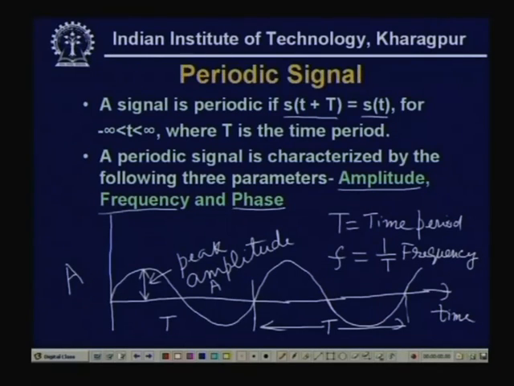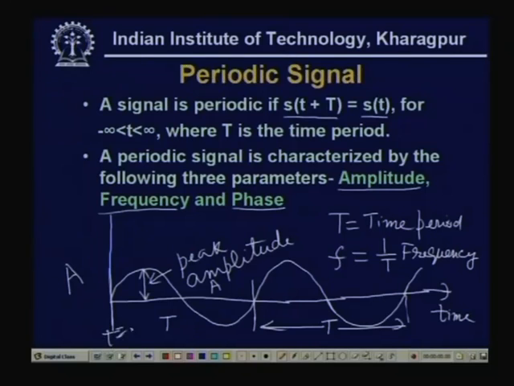Now, there is another parameter, phase, which is expressed between two different signals, the relative appearance of a signal with respect to another signal. For example, let us assume this is time t equal to 0. Here the signal value is 0, so we can say phase is 0. Later on we shall discuss in more detail about this amplitude, frequency and phase.